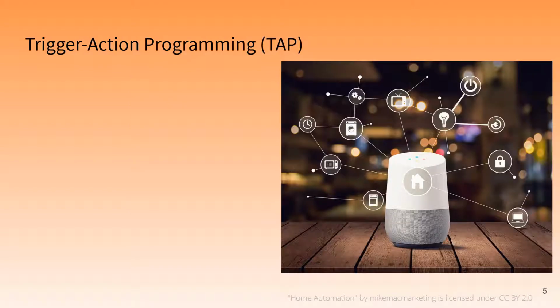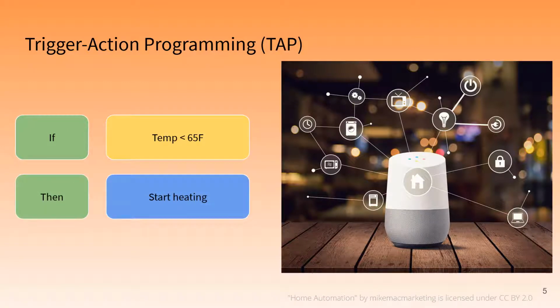Trigger action programming, in short TAP, is a well-known end-user programming paradigm, typically used in home automation and app synchronization. Traditionally, TAP defines a trigger, for example, the temperature being below 65 degrees, and then associates an action to this trigger, for example, start heating. The system will then monitor sensors and start the action when the trigger is true.